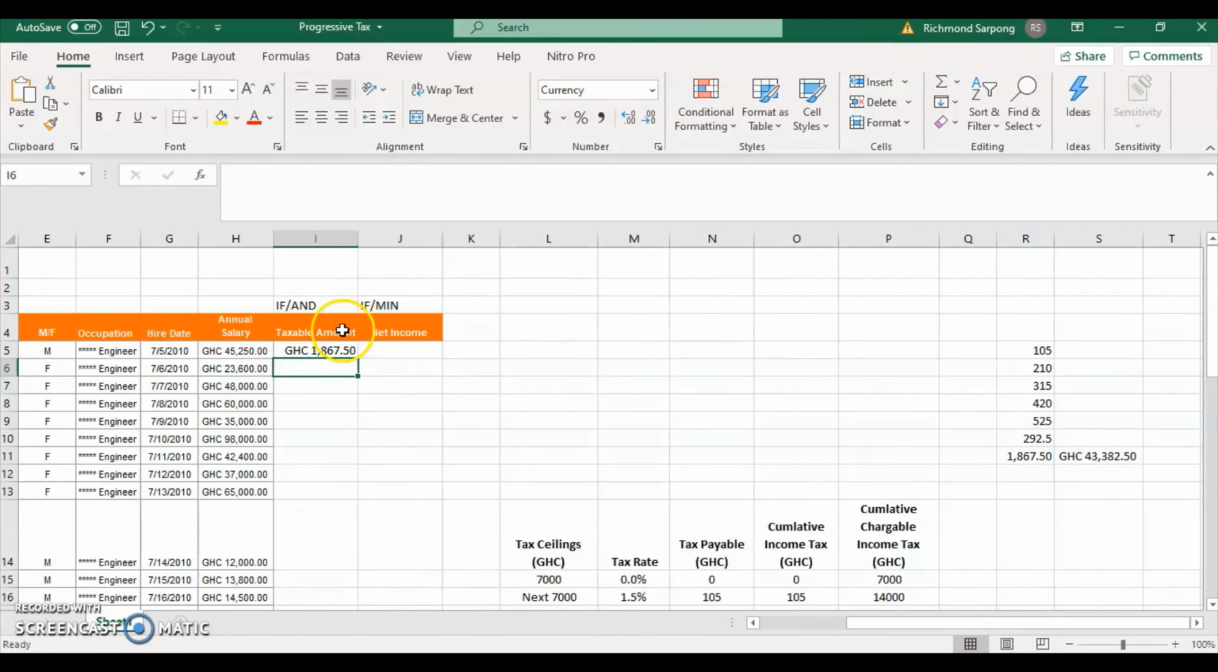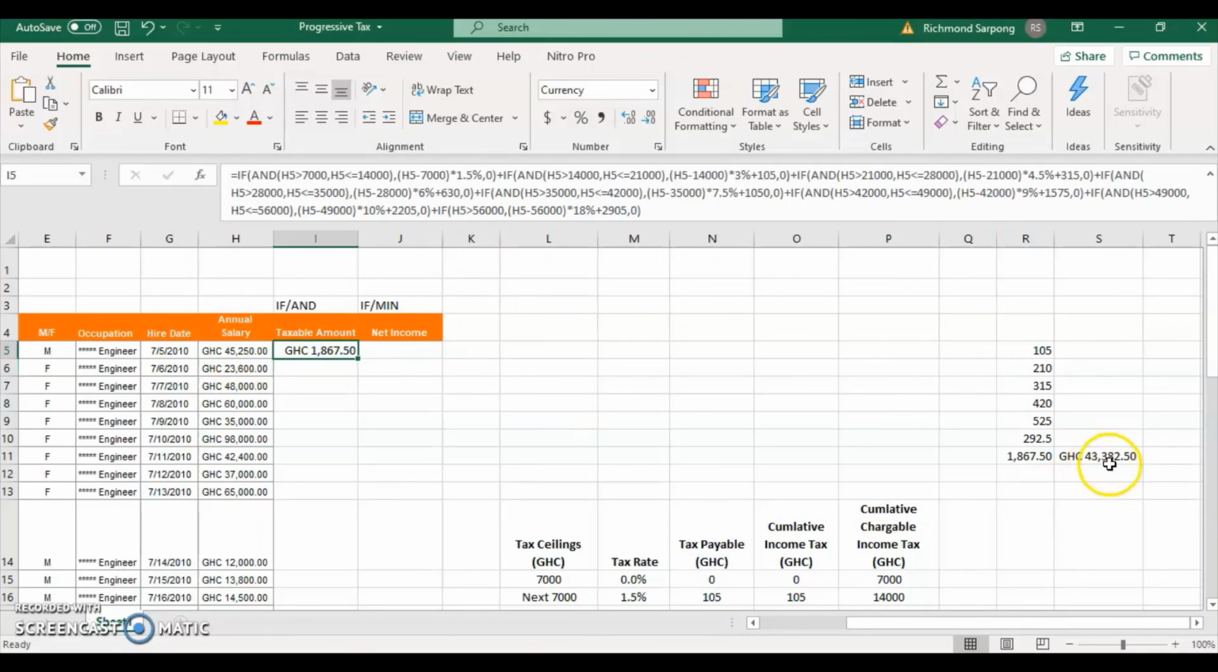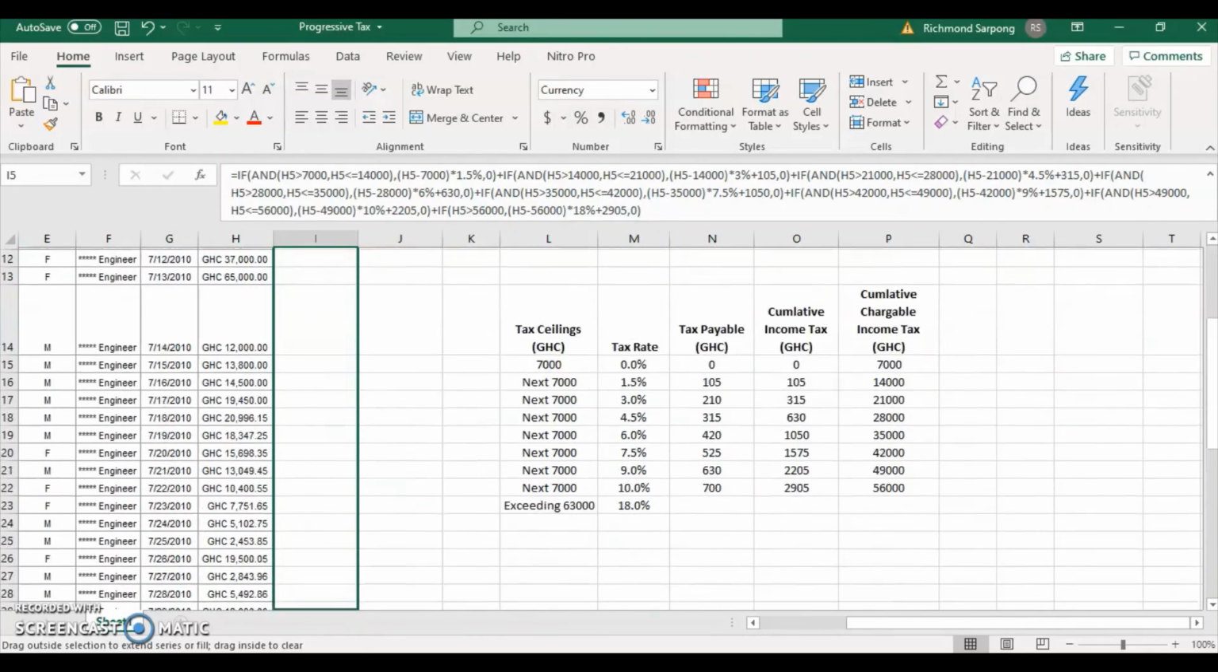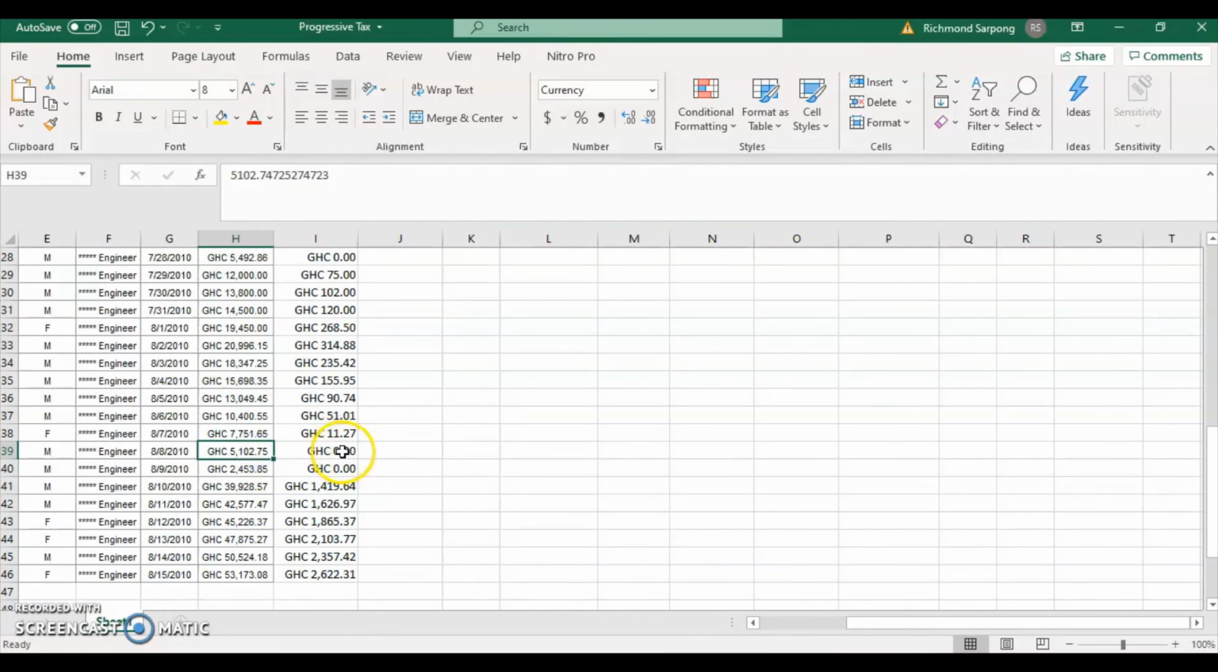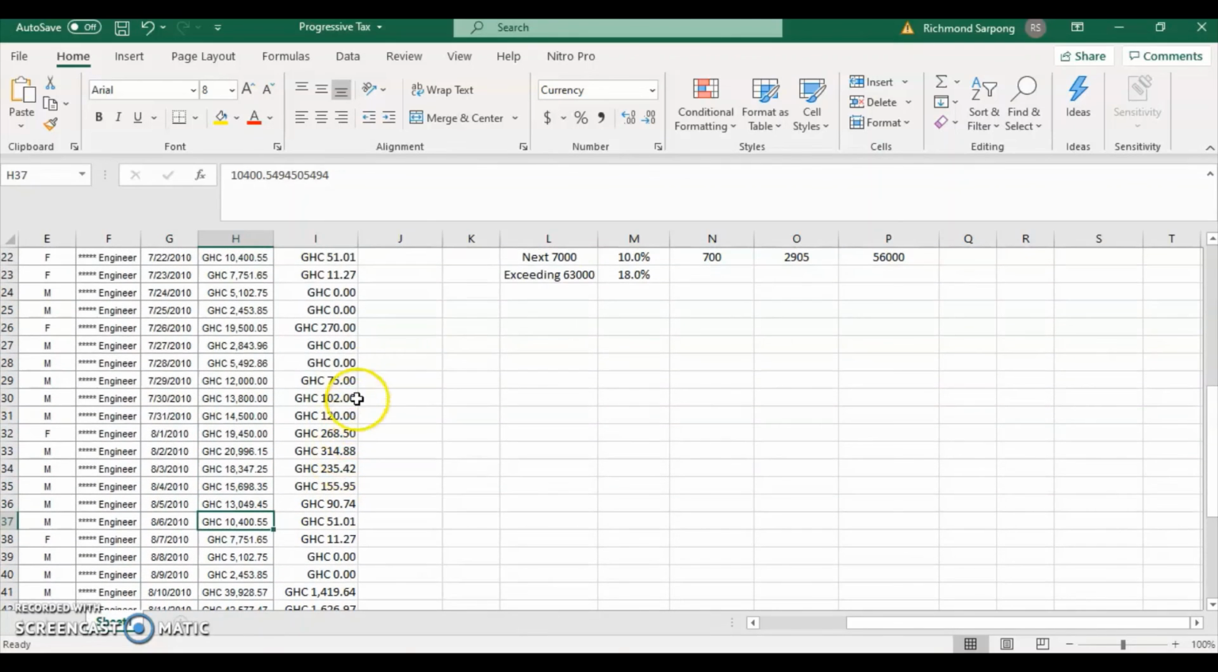So 1,867.50 will be deducted from this amount, and the person will receive this as net income after the progressive tax. So I'll run this through and I will see where I would make mistakes. You see this person receives below 7,000 and is getting tax deduction of 0. This person the same way. This person is receiving 10,000 and this is the tax the person is supposed to pay.